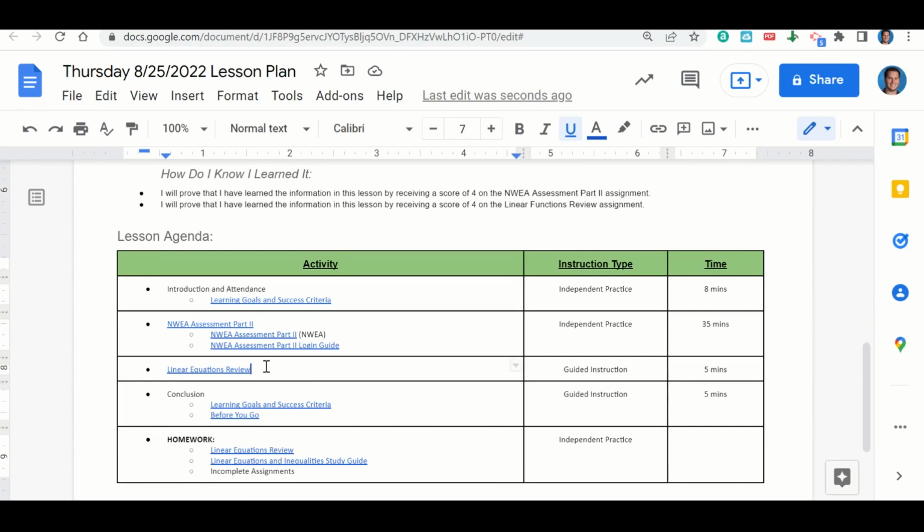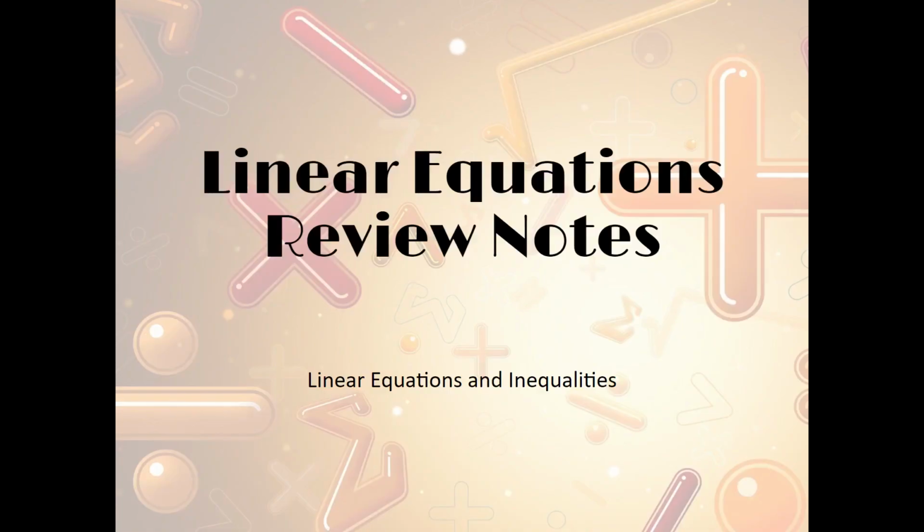At the end of class, we'll go over the learning goals and success criteria again while you fill out your exit ticket before you go. Your homework for tonight is to work on the linear equations review assignment and then continue working on the linear equations and inequality study guide and any incomplete assignments that you may have. Let's take a look now at the linear equations review notes.